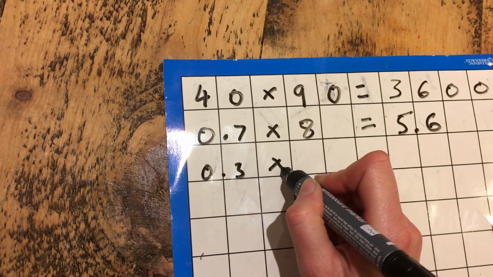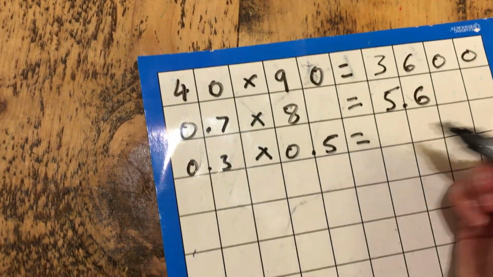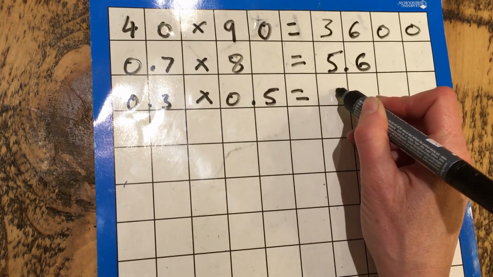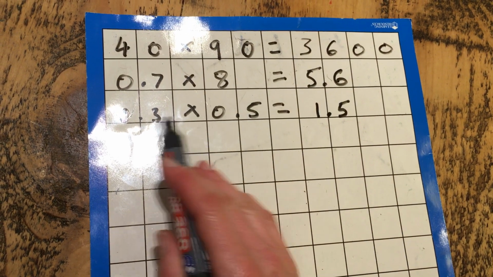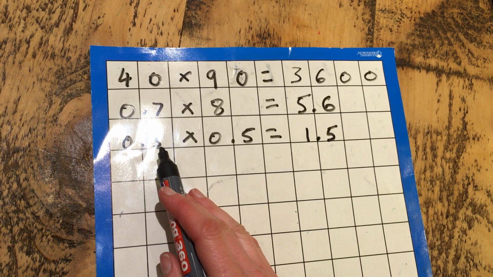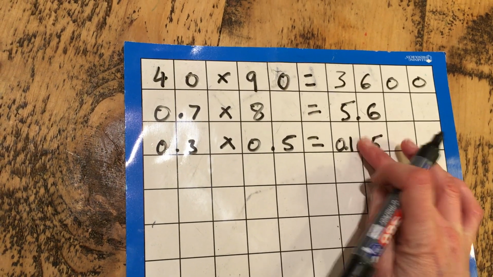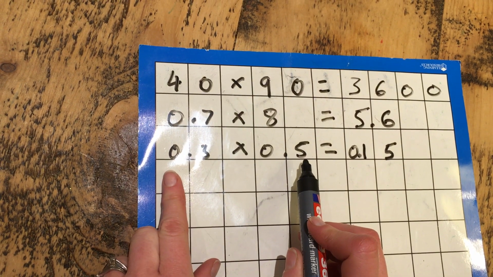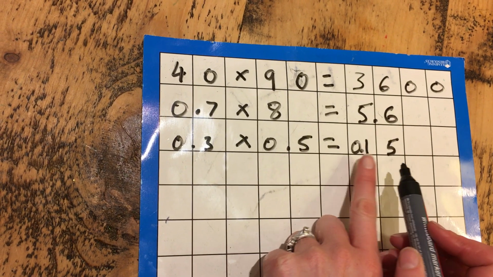0.3 times 0.5. 1.5. 3 fives are 15. 0.3 times 5 would be, that's wrong, should be 0.15. Because 3 times 5 is 15, 10 times smaller would be 1.5, and 10 times smaller again is 0.15.